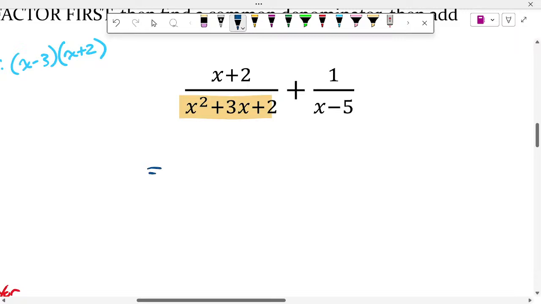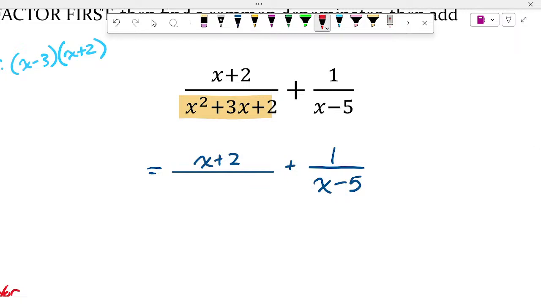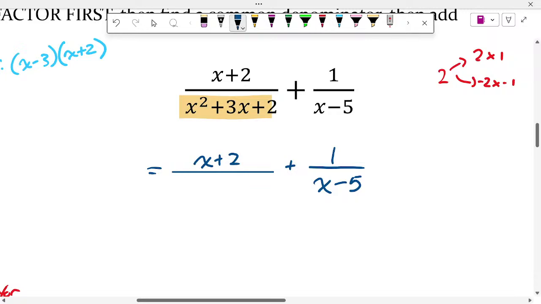Let's rewrite this line. What's the top of this fraction still, obviously? So we'll say x plus 2. And the second one is 1 over x minus 5. And we're going to factor this bottom one. All right, we can do that. We need two numbers that multiply to 2. What are the options? 2 and 1. Or -2 and -1. Obviously, which one do we like? 2 and 1. So what's this factor to? x plus 1 and x plus 2.